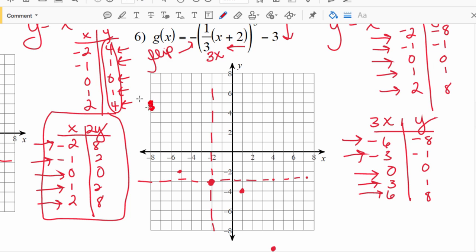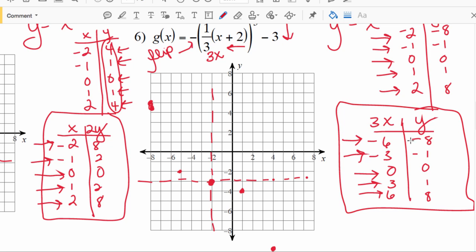If you want to see the flip on the y's, you can come over here and flip them here. That would be plus, plus, and then minus, minus. There's your y's flipped.